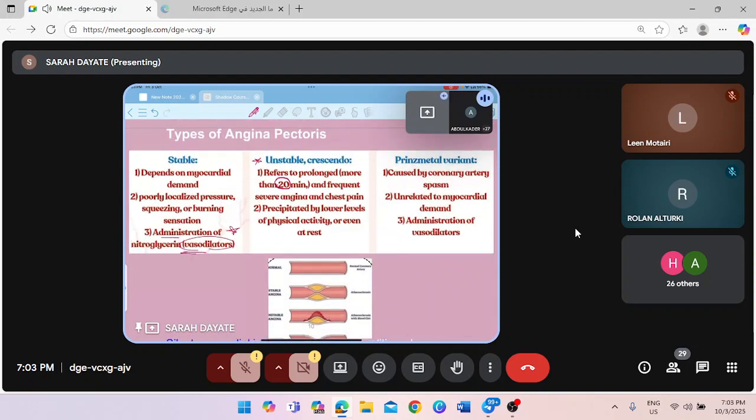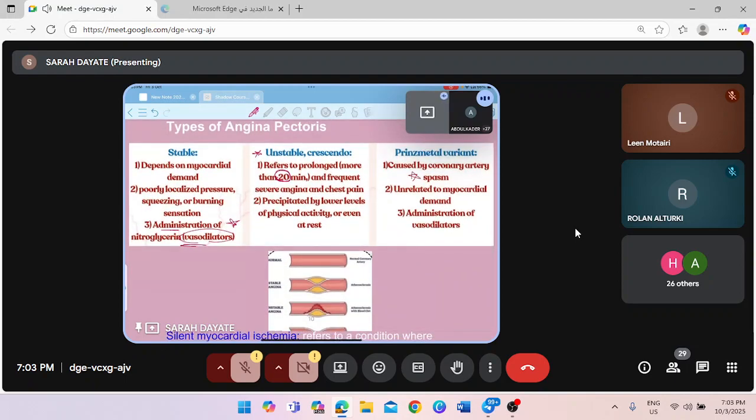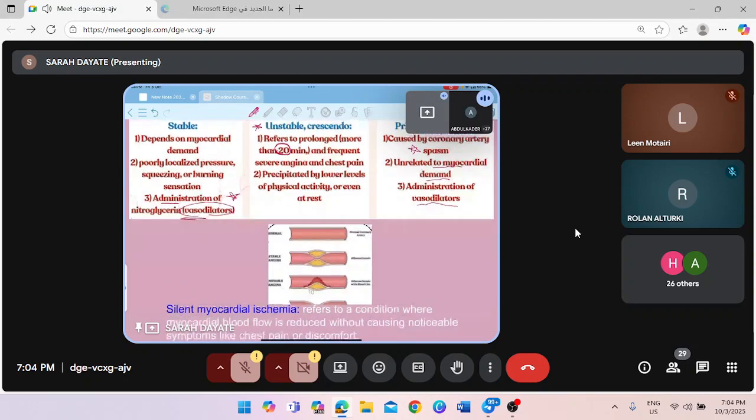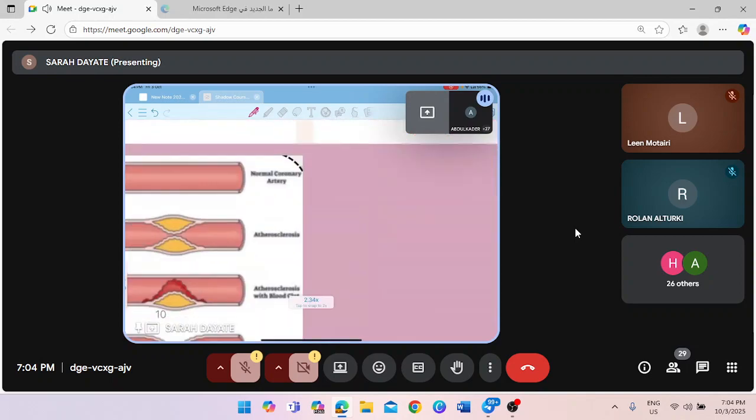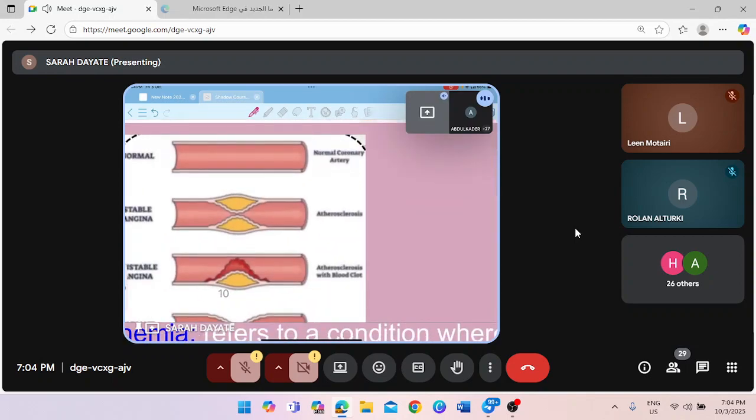Now, the Prinzmetal variant is caused by coronary artery spasm. It's way different from the others. It's unrelated to myocardial demand, not related to the oxygen demand of the heart, and you can treat it, if it's not too late, by administration of vasodilators. Here you can see the normal coronary artery, then with atherosclerosis, the block starts to form and narrow the lumen, and here there is a rupture.